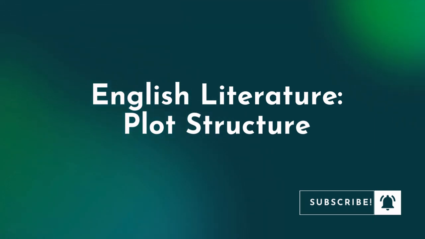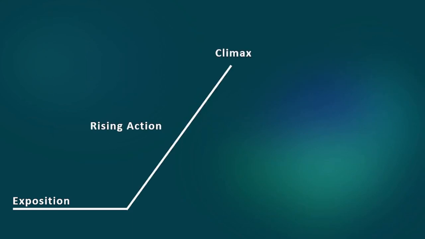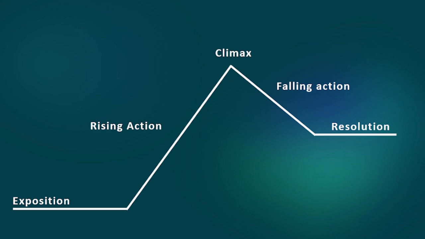This pyramid is sometimes referred to as Freytag's pyramid of plot structure, and it's sometimes called a plot graph. It has 5 sections: an exposition, rising action, climax, falling action, and resolution or denouement.